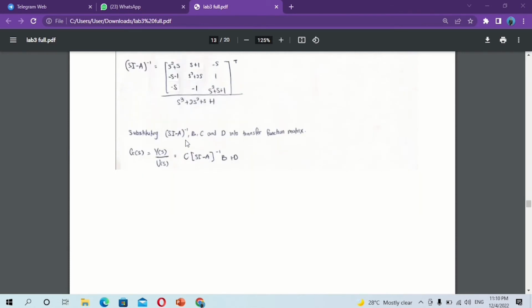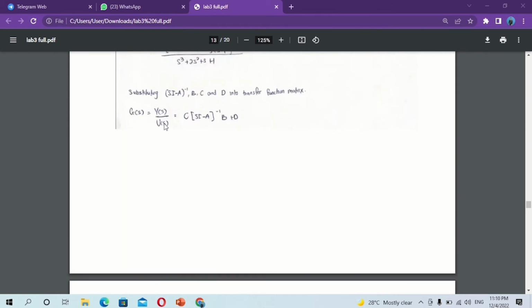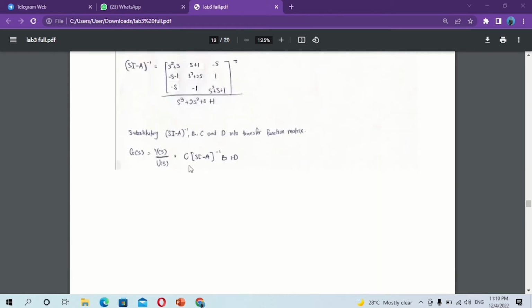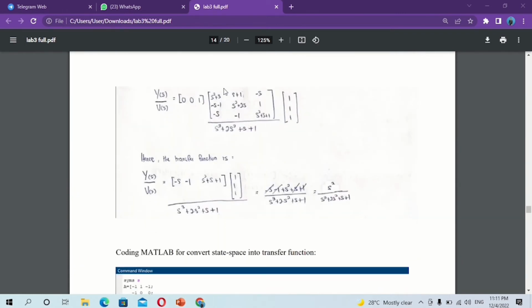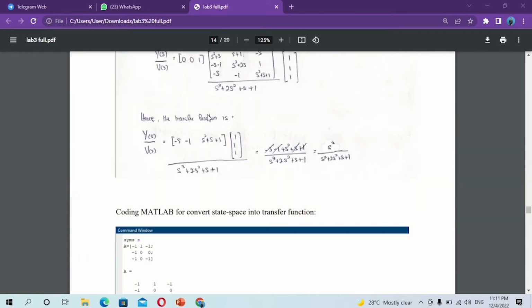After substituting the inverse sI minus A matrix, B, C, and D into the transfer function formula, we put these variables in to get the transfer function. After we perform the calculation, we will get the transfer function as this: s^2 divided by s^3 + 2s^2 + s + 1.